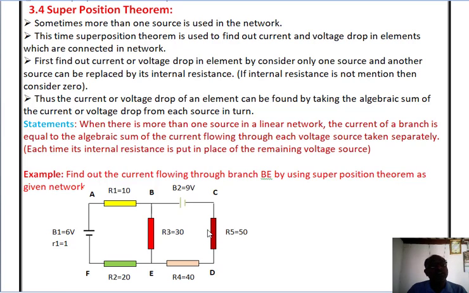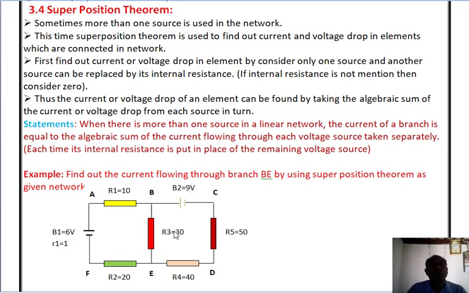If the internal resistance of the power supply or the voltage source is not given, then consider its value as 0. Thus, the current and the voltage drop of an element can be found by taking the algebraic sum of the current or voltage drop from each source taken into account.